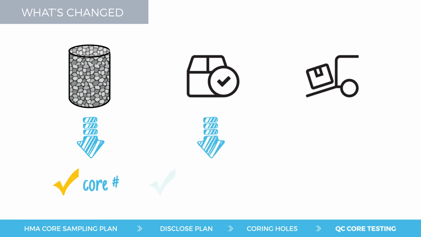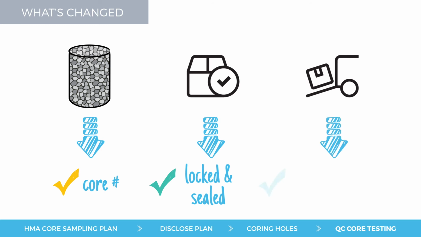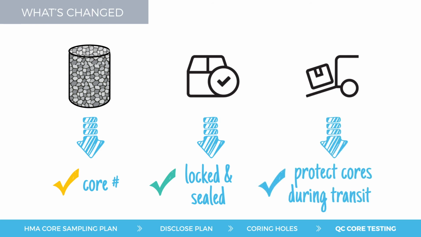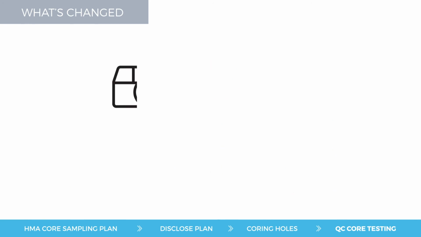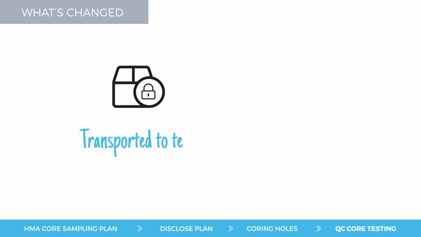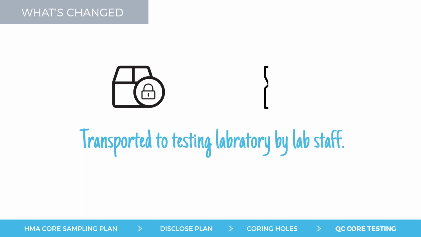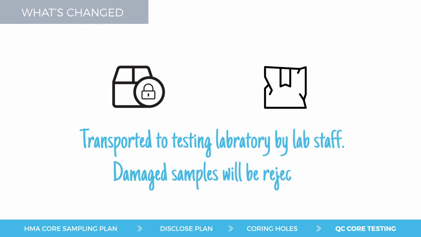The lab must ensure that the sample box can be locked and sealed and cannot be opened without removing the seals. The sample box should also protect the cores from being disturbed or damaged during transit. The locked and sealed sample box should then be transported to the testing laboratory. If the box shows any signs of tampering or if the core samples are damaged, the samples must be rejected and replaced.